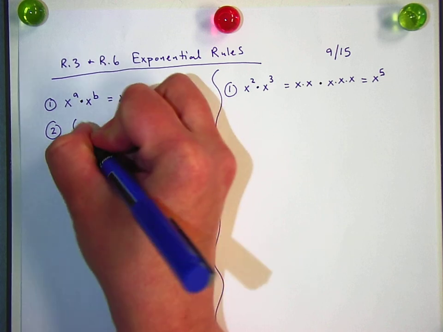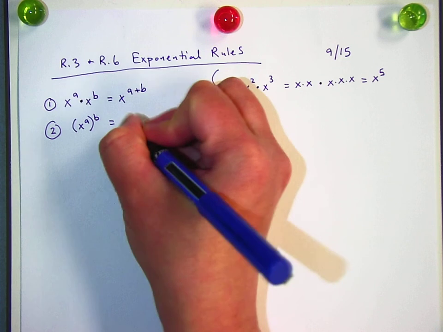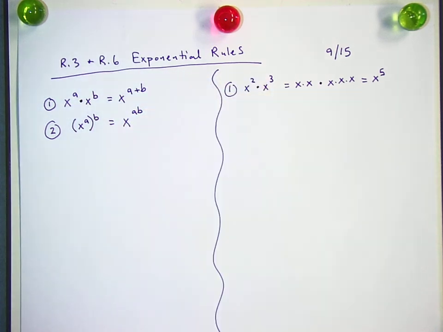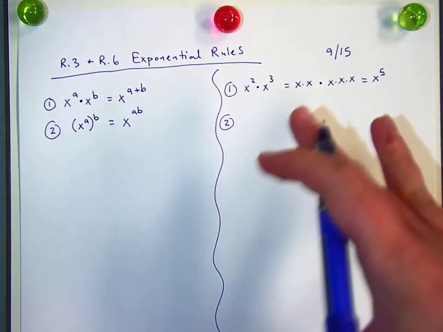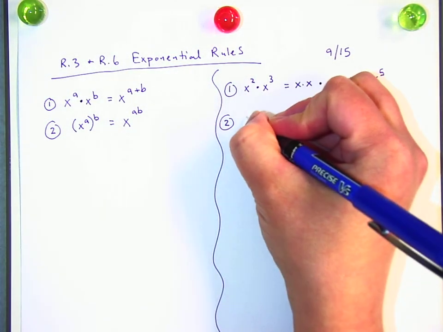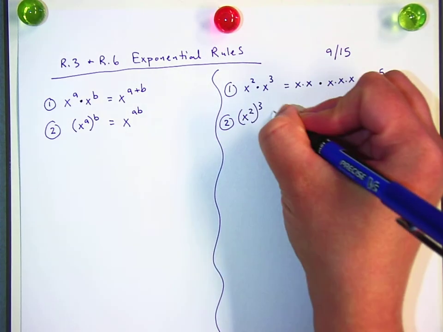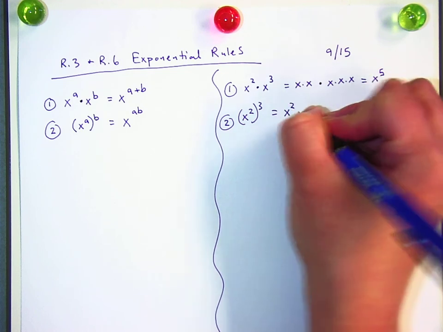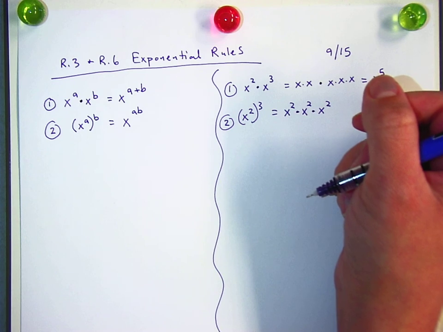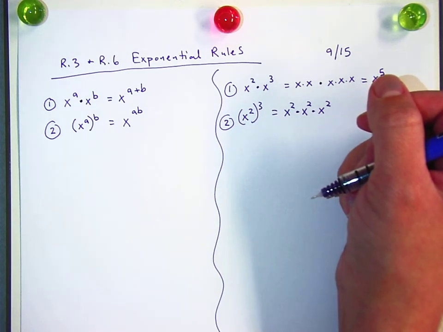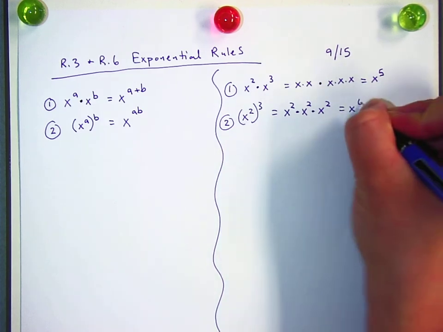All right, number 2. What if you have x to the a and then a power of b on the outside? That one is x to the ab. Again, the left side is the rules and the right side is kind of an explanation. If we had x squared to the third power, that would be 3 of these: x squared times x squared times x squared. And that would make x to the 6th.